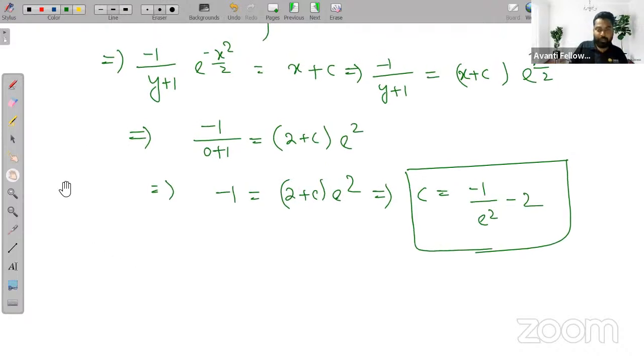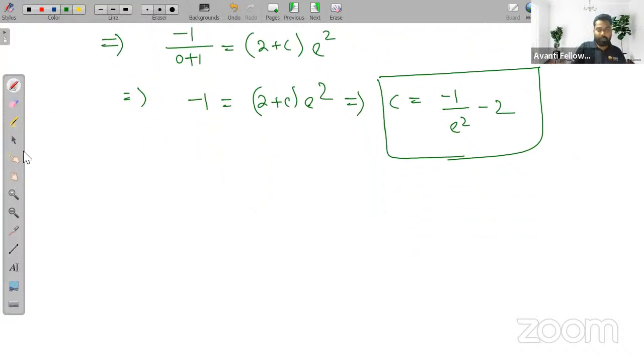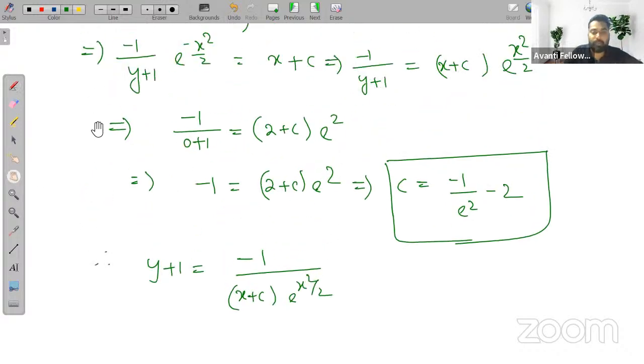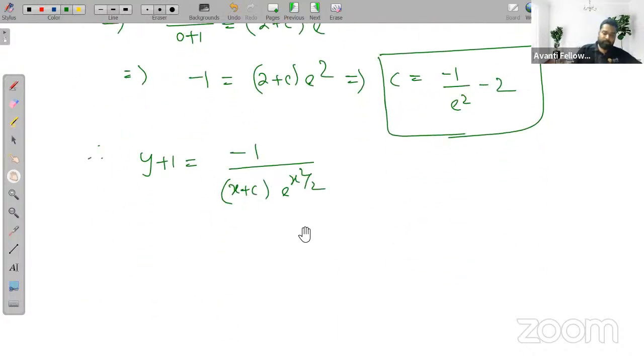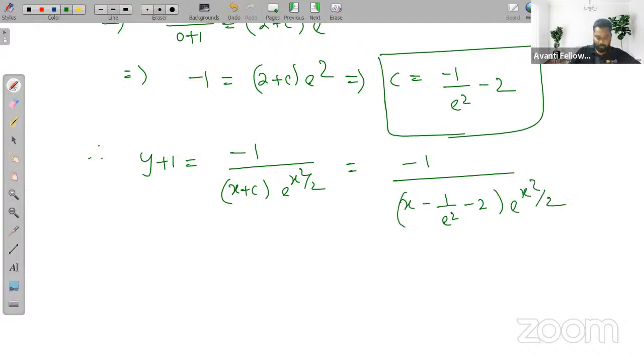Now we need to put this value of c in the above equation, and then we'll differentiate the given function. So we know y plus 1 is equal to minus 1 upon x plus c into e to the power x square by 2. From this we can write, so in place of c, I'm putting minus 1 upon x minus 1 upon e square minus 2 into e raised to x square by 2.